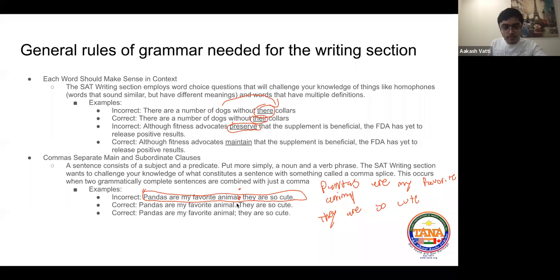You can replace the comma with a period, and if they still make sense, that means they are two independent clauses. Another option would be to put a semicolon. What a semicolon does is, when you have two complete sentences, which are called independent clauses, a semicolon allows you to put two independent clauses together. A comma is only used when you have an independent clause and a dependent clause. A dependent clause cannot exist by itself, an independent clause can exist by itself.